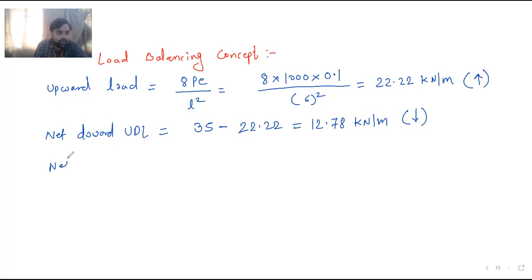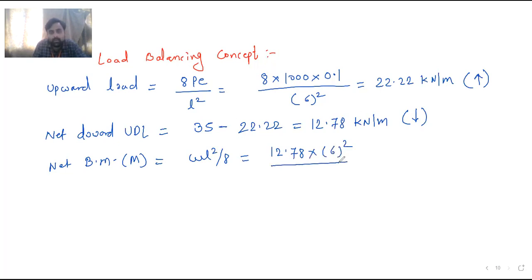Now net bending moment. Net bending moment M is equal to, it is UDL, so WL square by 8, which is equal to 12.78 into 6 square whole divided by 8. What is the answer? Let me know the answer of this.